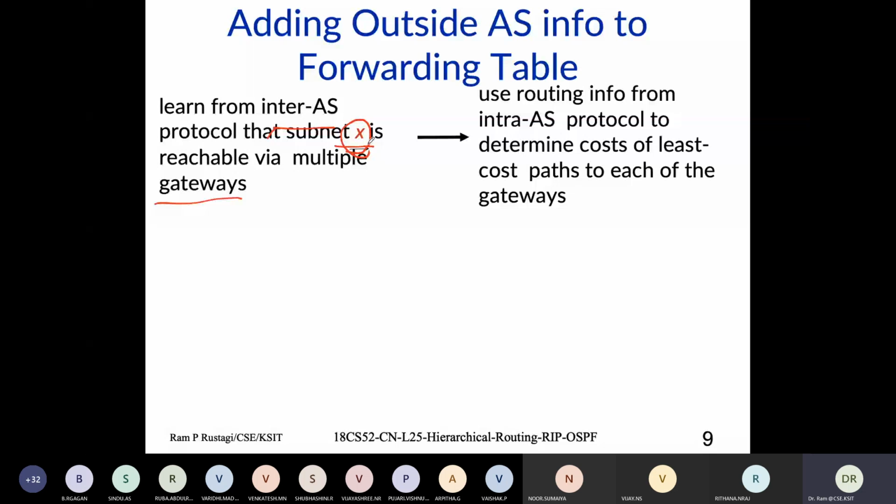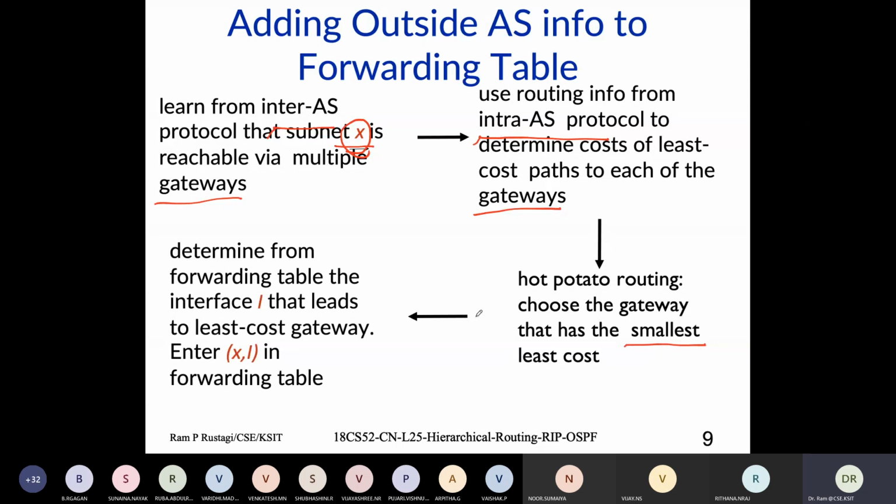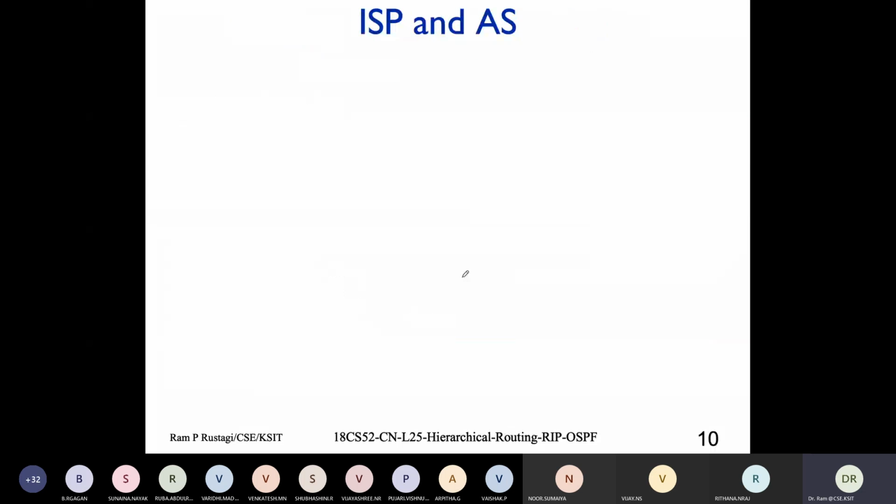Once it knows that network X is reachable via multiple gateways, then it uses intra-AS routing, because intra-AS routing has told it the cost of 1C and 1B. So for all the gateways, using intra-AS routing, you determine the cost. Once you know the cost, you determine which gateway is closest, or which gateway has the smallest cost. Once you identify the smallest cost gateway, in your forwarding table you make an entry for destination X using interface L, the interface that leads you to the least cost gateway, and that is basically the concept of hot potato routing.